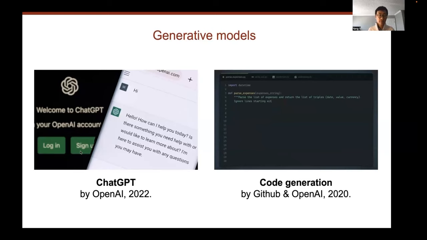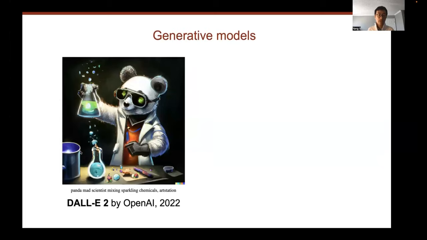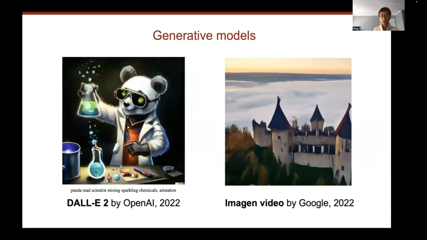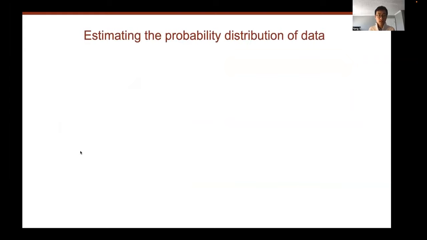Aside from text generation, we have also seen lots of progress in generating natural signals like images and video. This is a generated picture from the DALL-E 2 model describing a panda scientist. And this is a short video clip generated by the Imagen Video model from Google Brain. Those models can already generate new data points with very high quality. Conceivably, there will be so many interesting applications of generative models, and it has become very important to understand how those models are trained and what kind of challenges they face.